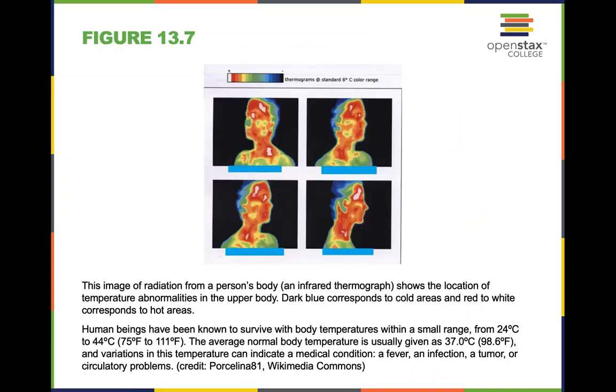So in this figure, this image of radiation from a person's body, an infrared thermograph, shows the location of temperature abnormalities in the upper body. Dark blue corresponds to cold areas, and red to white corresponds to hot areas.